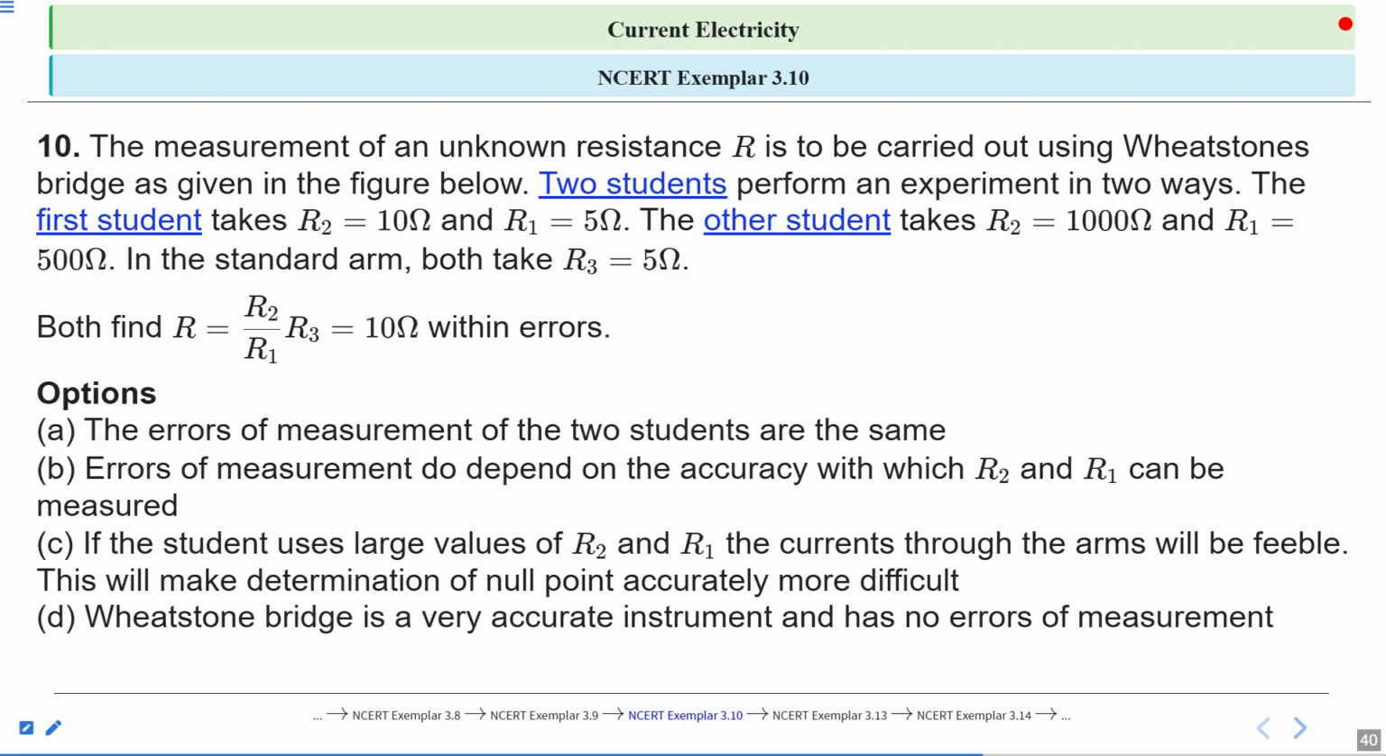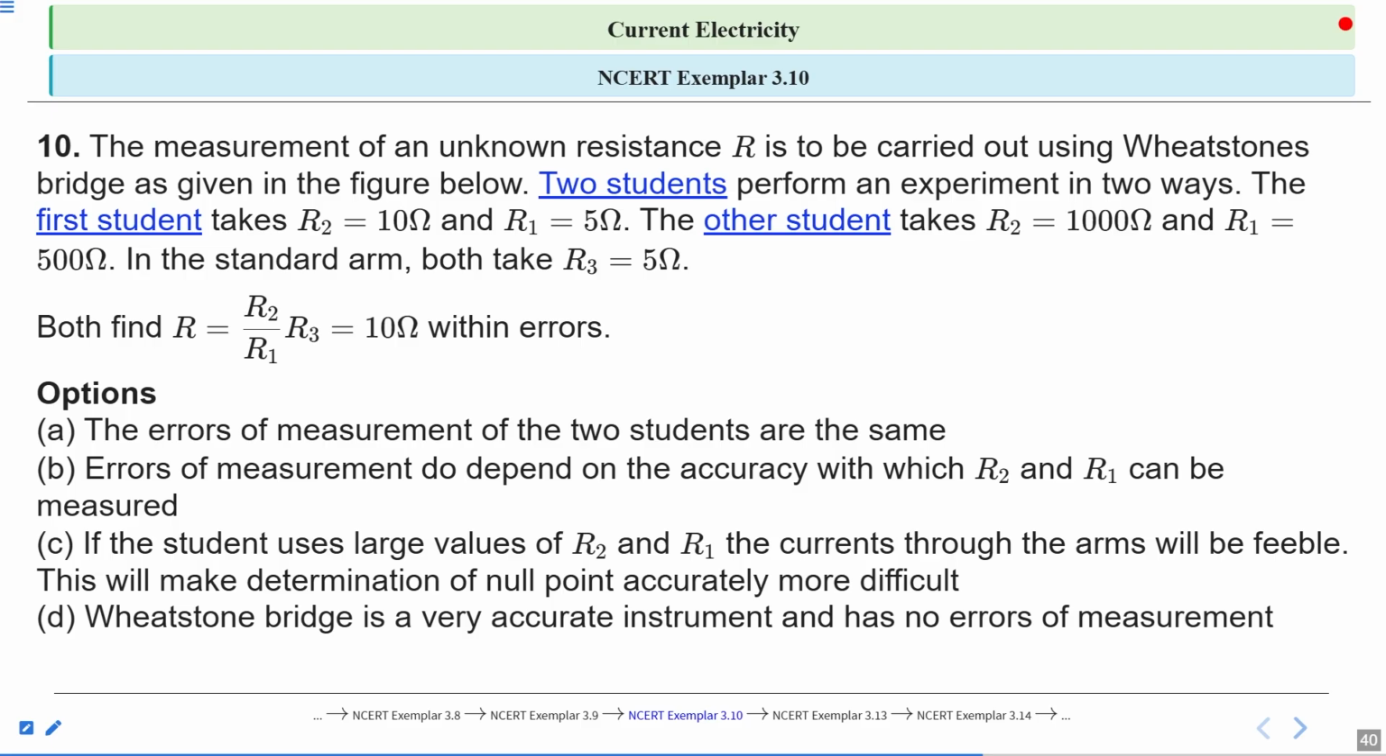Now, what are the options? Okay, so we know that in Wheatstone bridge, R1 and R2 are known resistances, R3 can be adjusted, and we have to find the R4, or in this question, it is written as R. So R can be found by R2 by R1 into R3. So they found R equal to 10 ohm with errors.